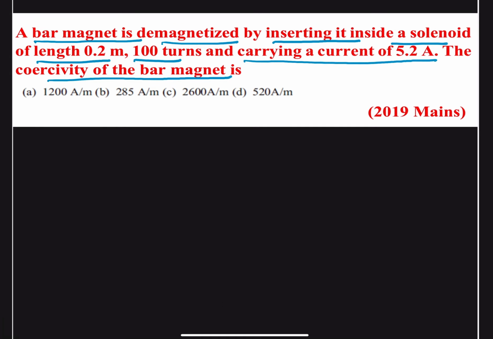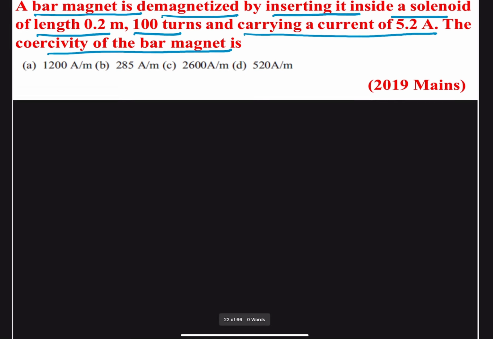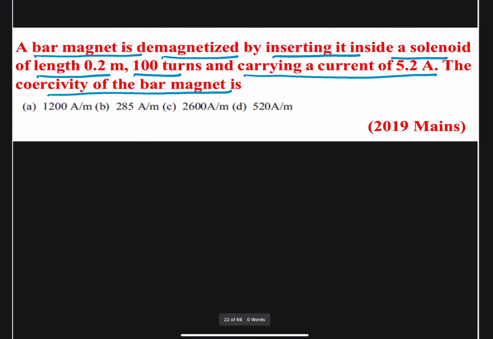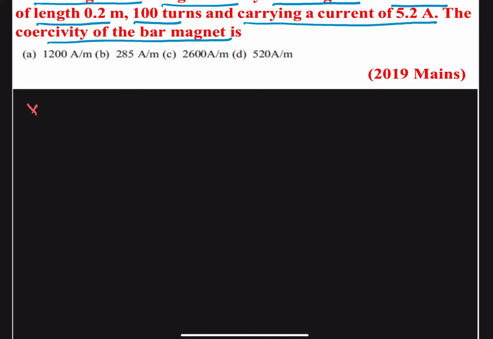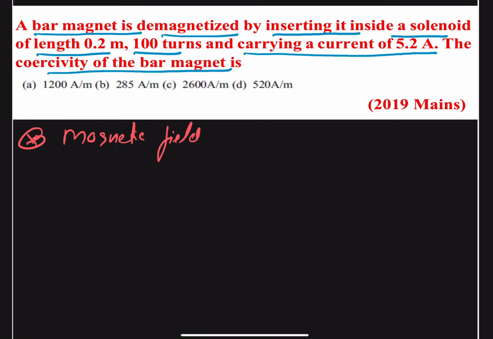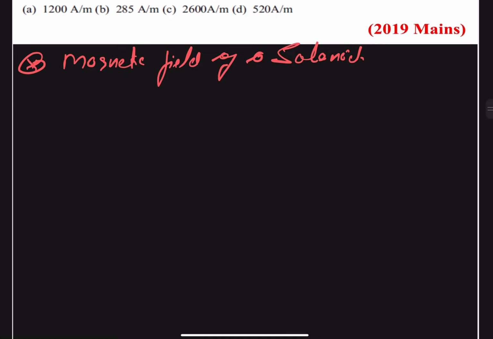So you can say the magnetic field because of the solenoid, magnetic field of a solenoid, that is our B, is equal to mu naught n times I, where this n is number of turns per unit length.